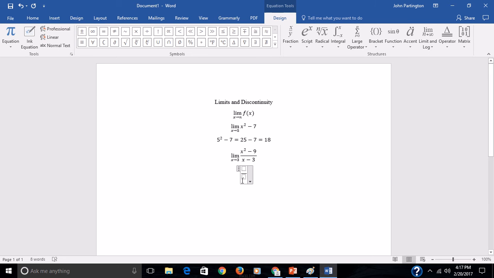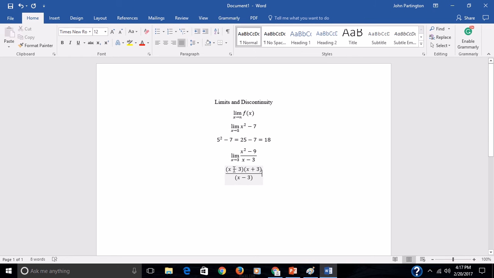So we will be left with, when we factor this, x minus 3 times x plus 3, if you remember the difference of perfect squares, a squared minus b squared, and this is going to be over x minus 3. Now what do you notice about the numerator and denominator? Well, this x minus 3 and this x minus 3 can divide out. So we're going to be left with the equivalent function, x plus 3, right?